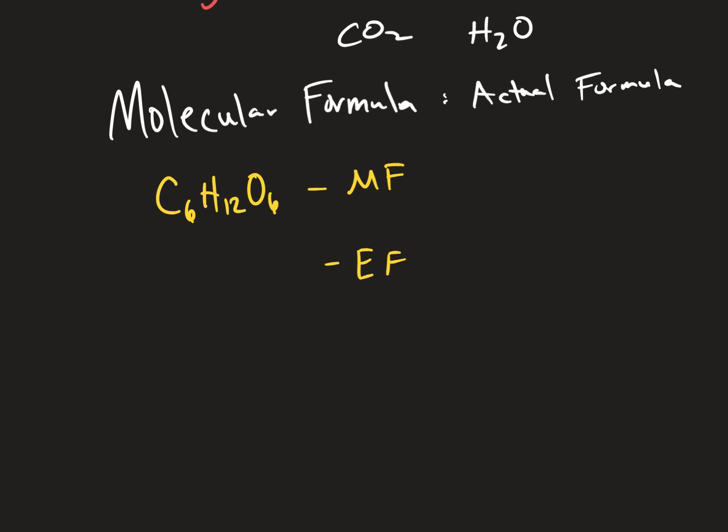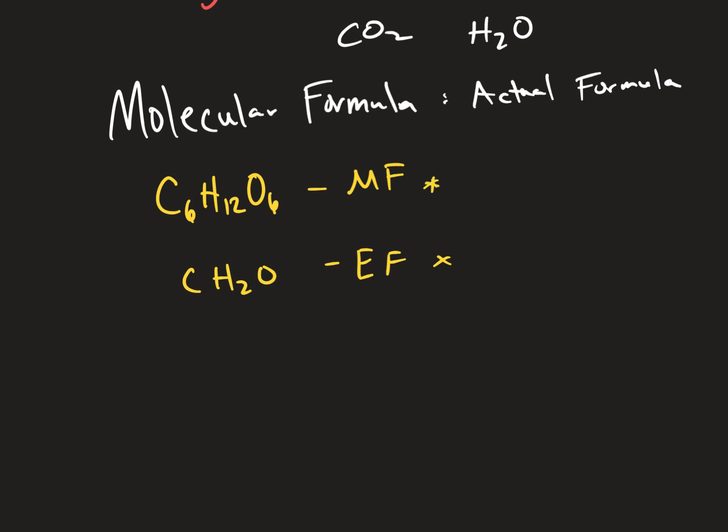1, 2, 1. Yeah, 1, 2, 1, CH2O. Divide everything by 6 and you get this, right? Factor of 6. Does that make sense? All right. So how are we going to go from here to here?